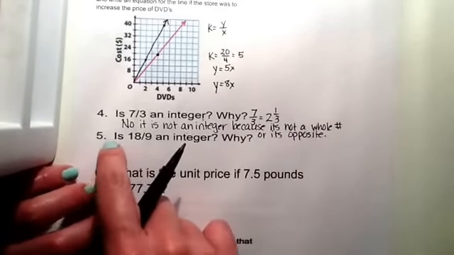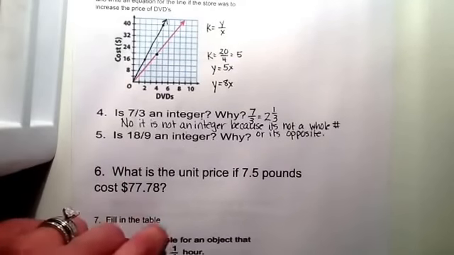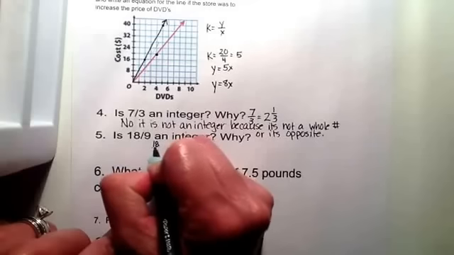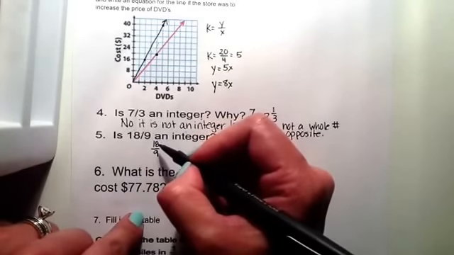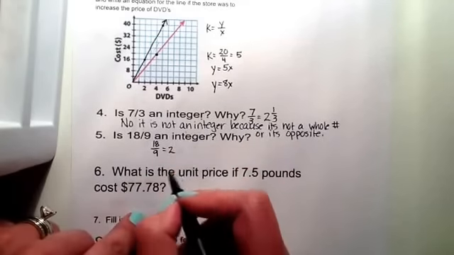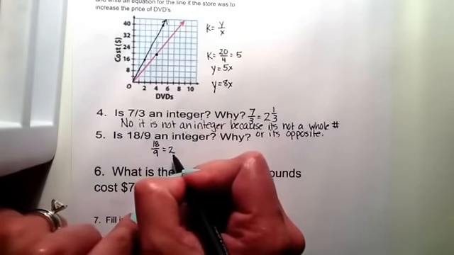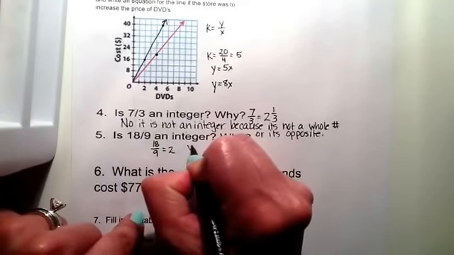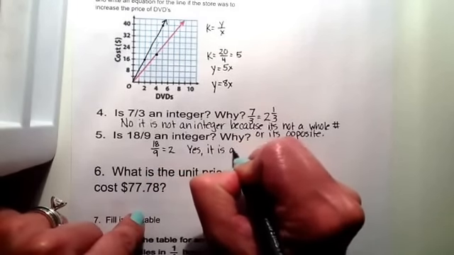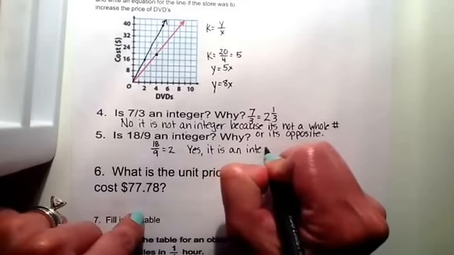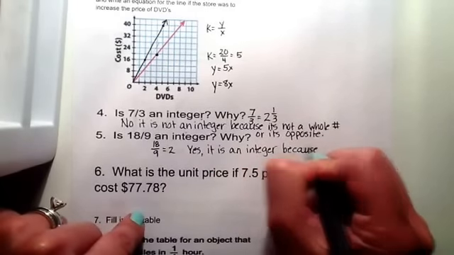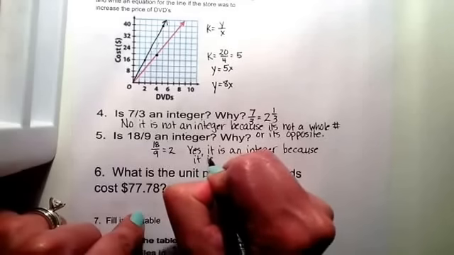Okay, look at number 5. Is 18/9 an integer? Why? Again, the fraction bar says divided by, so if I go 18 divided by 9, that's going to equal 2. Well, is 2 a whole number or its opposite? Yes. So here you're going to say yes, it is an integer because it is a whole number.